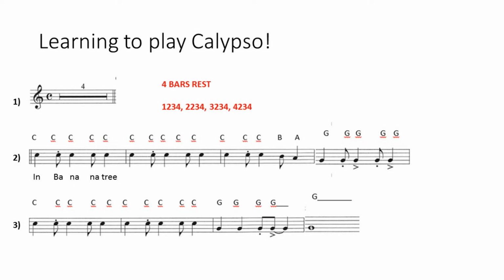The first section we need to play on our recorder uses a special rhythm called syncopation. This is a rhythm that is slightly off the beat. We can use words to describe how we're going to play this rhythm, and underneath the notes you'll see I've written in banana tree. That is the rhythm of this section.